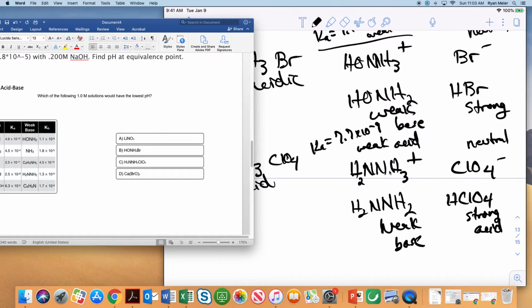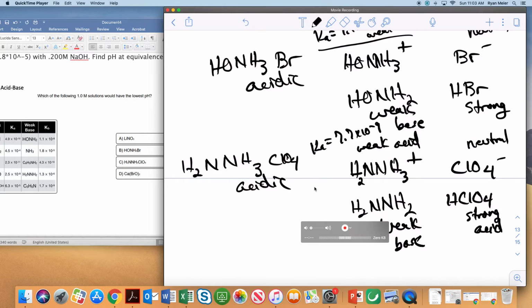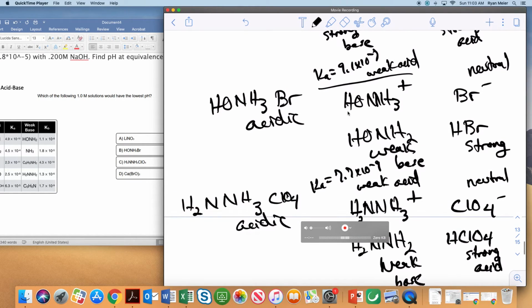So I do have an acidic salt, but if I'm comparing these two salts, I can compare their Ka values, if they have the same concentration, to know which one is stronger, to know which one should have a lower pH. And looking at these two, so far this one has the bigger Ka value, so it should be more acidic, which means a lower pH.